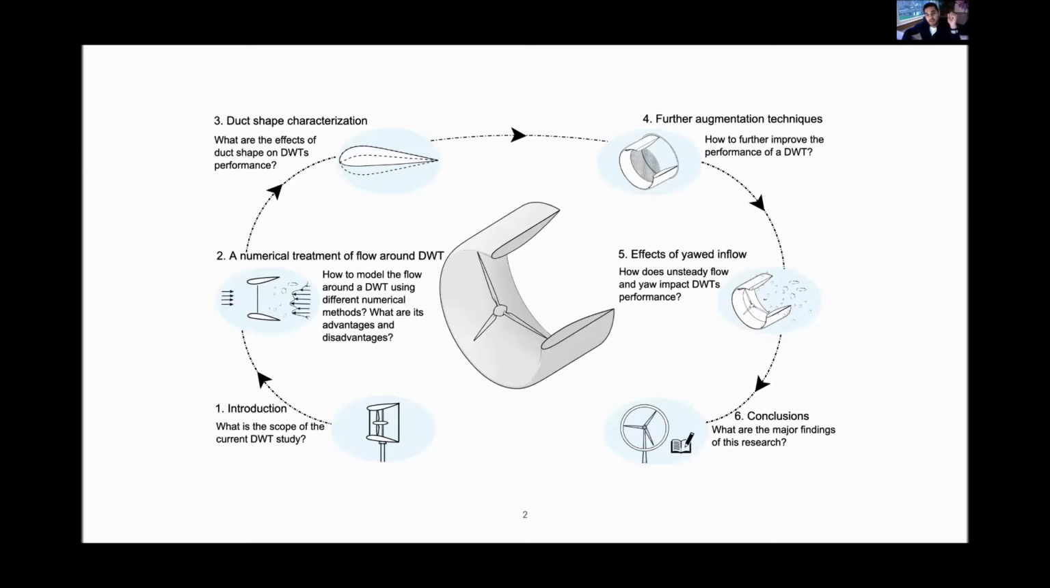And what would be the effect of unsteady and yawed flow? As we see, unsteady flow conditions are very dominant in urban environments, so how would ducted wind turbines perform in those areas? And finally, some conclusions and recommendations, which I would touch upon.